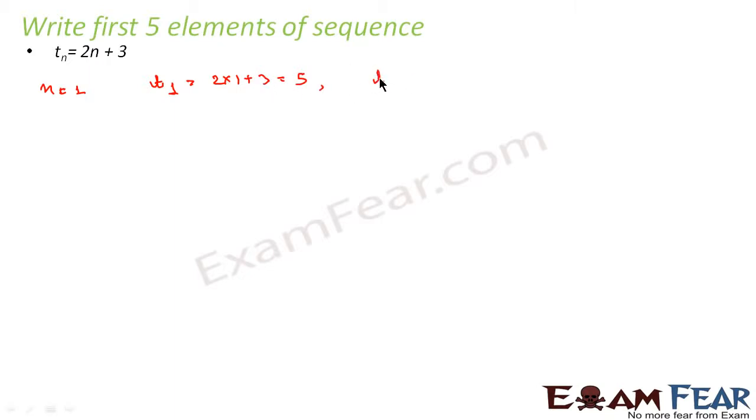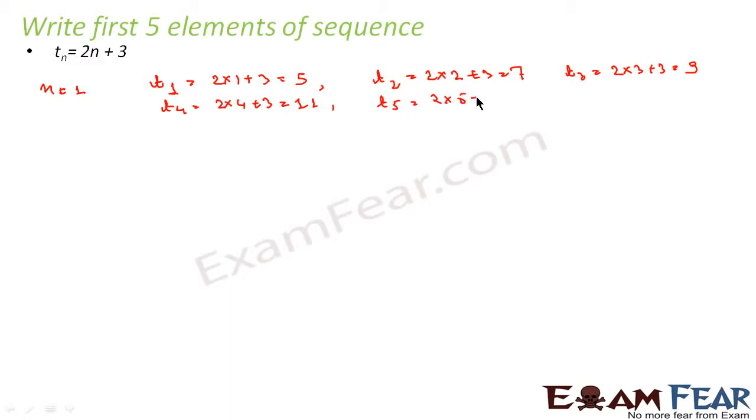Similarly, T2 is equal to 2 into n, where n is equal to 2, so we put 2 plus 3, that is 2 into 2, 4 plus 3, 7. Similarly, T3 is equal to 2 into 3, plus 3, that is 9. Similarly, T4 is nothing but 2 into 4 plus 3, that is 8 plus 3, 11. And T5 is nothing but 2 into 5 plus 3, that is 13.